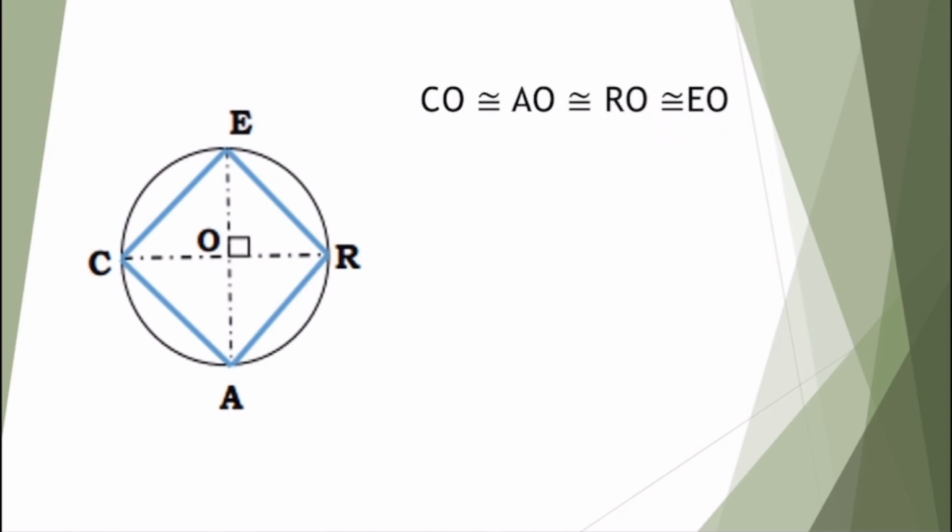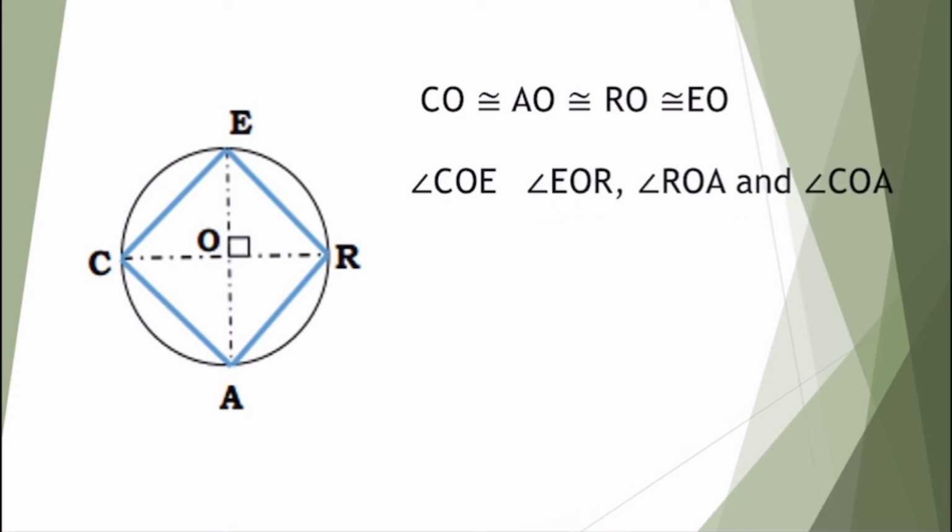CO is congruent to AO, which is congruent to RO, and congruent to EO, because they are all radii of the same circle. Since angle COE is a right angle, angle EOR, angle ROA, and angle COA must also be right angles. All four right triangles are isosceles because they have two congruent sides.